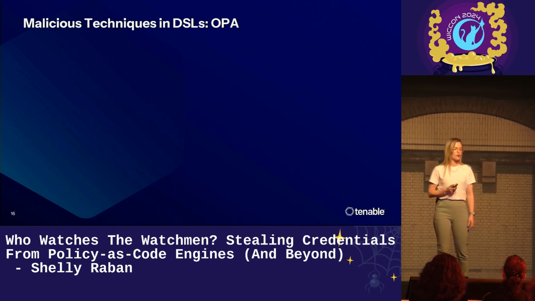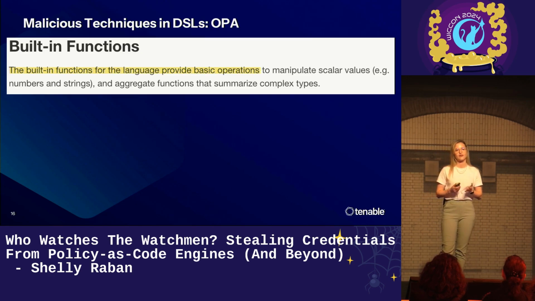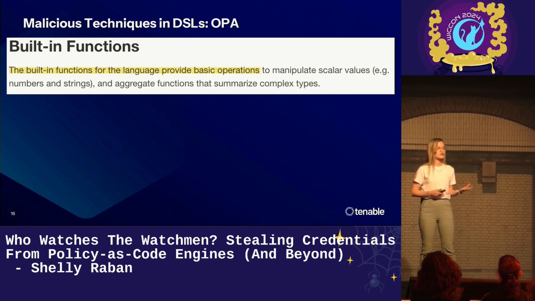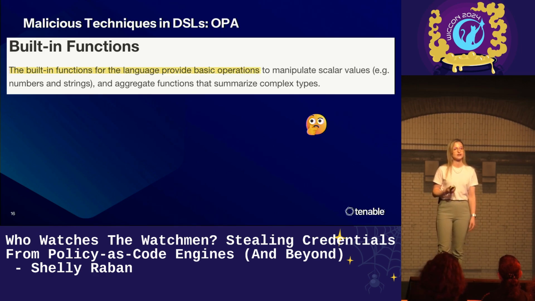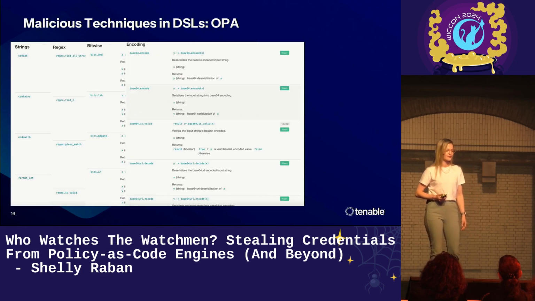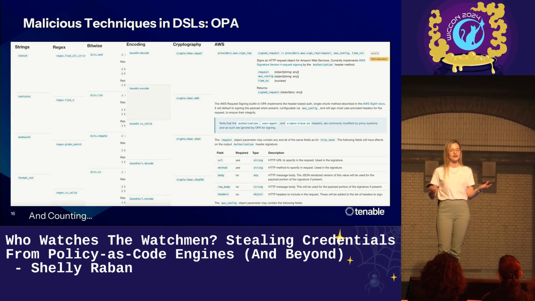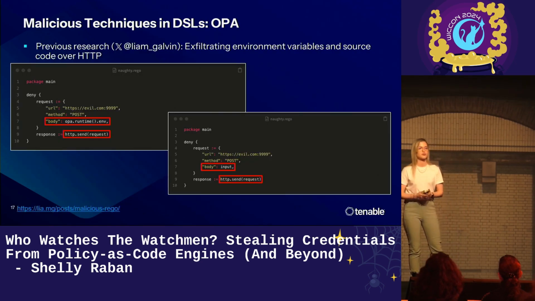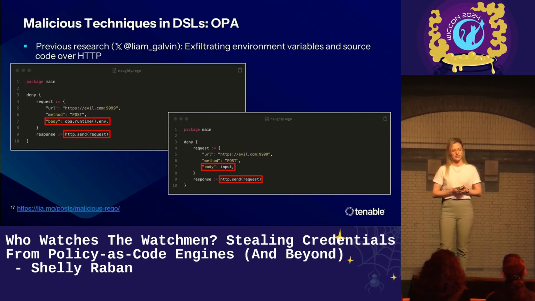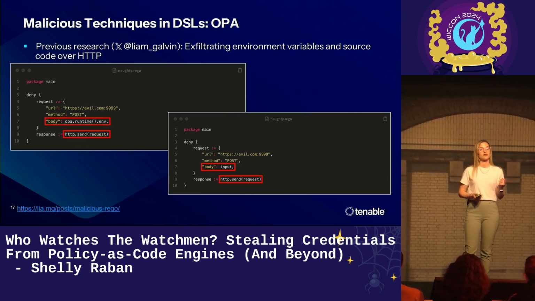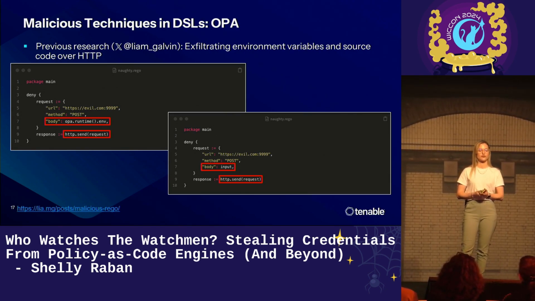When I started researching OPA, I dove into the documentation, and I found these built-in functions. They handle basic tasks, like manipulating strings and numbers, as well as more advanced tasks, like signing requests to AWS. And I found this interesting for my research. So, how many are there? Well, quite a lot. So, I looked up some previous research, and I was quite surprised by the lack of awareness around this topic. I could only find a single blog post talking about the malicious use of Rego.